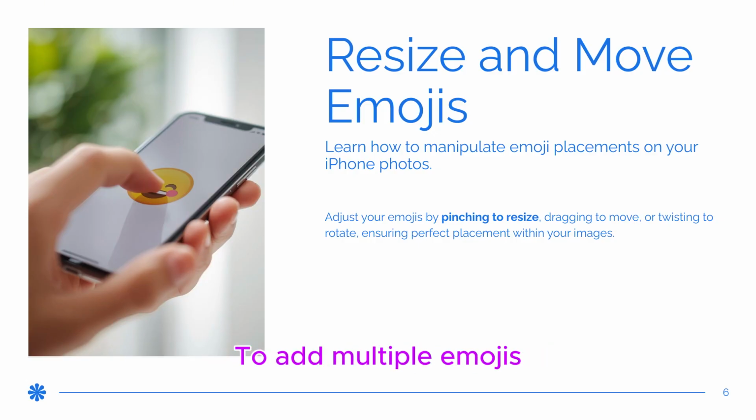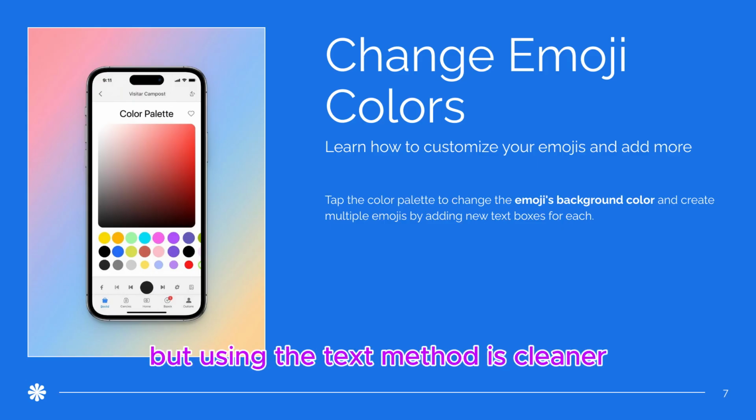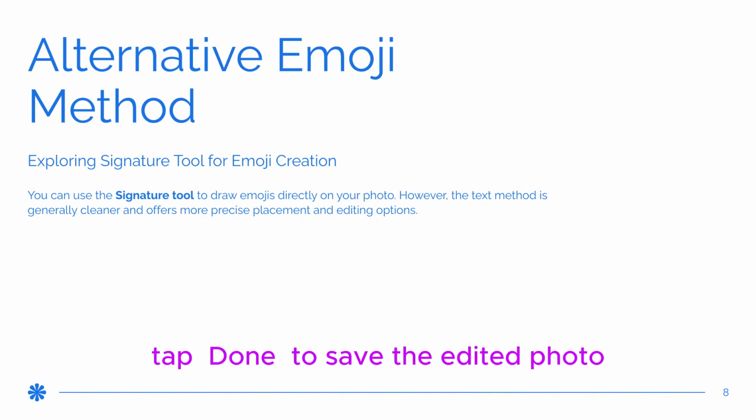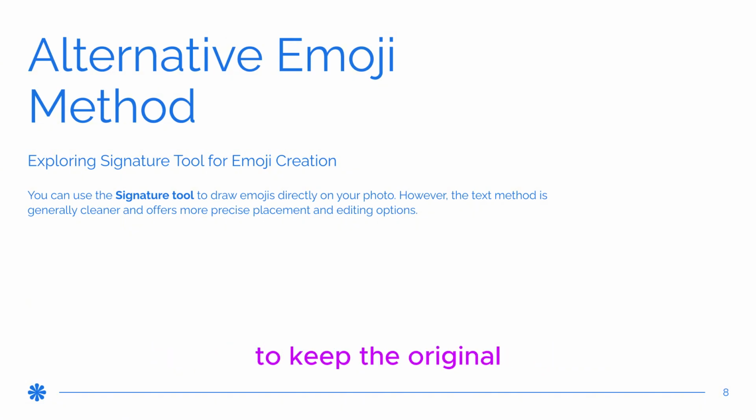To add multiple emojis, create separate text boxes. You can also use the signature tool to draw an emoji, but using the text method is cleaner. After placing your emojis, tap Done to save the edited photo. You can choose Save as New Photo to keep the original.